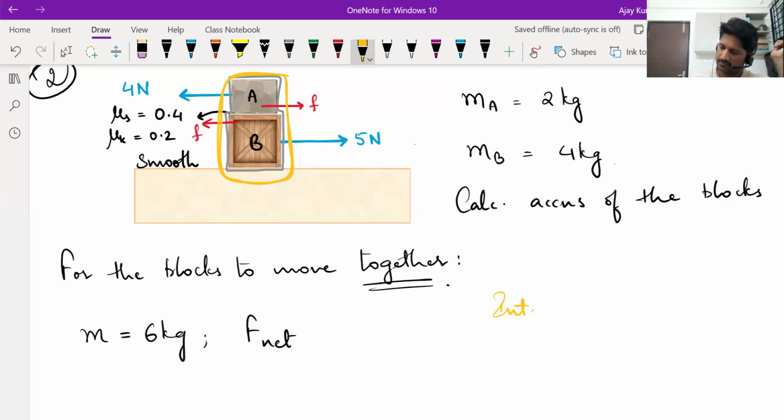Internal forces. In fact, in the next class, this is going to be more important. Next, we'll discuss conservation of linear momentum. Internal forces do not contribute to the net force on a system.